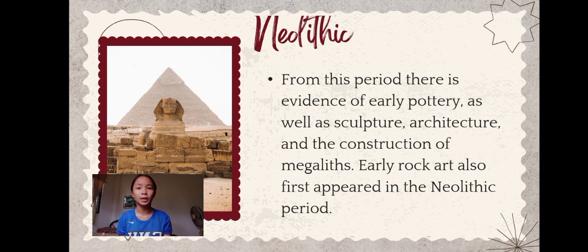The Neolithic period, or the New Stone Age, lasts from 8,000 BCE to 3,000 BCE. The Neolithic saw the transformation of nomad human settlements into agrarian societies in need of permanent shelters. From this period, there is evidence of early pottery as well as sculpture, architecture, and construction of megaliths. Early rock art also first appeared in the Neolithic period.